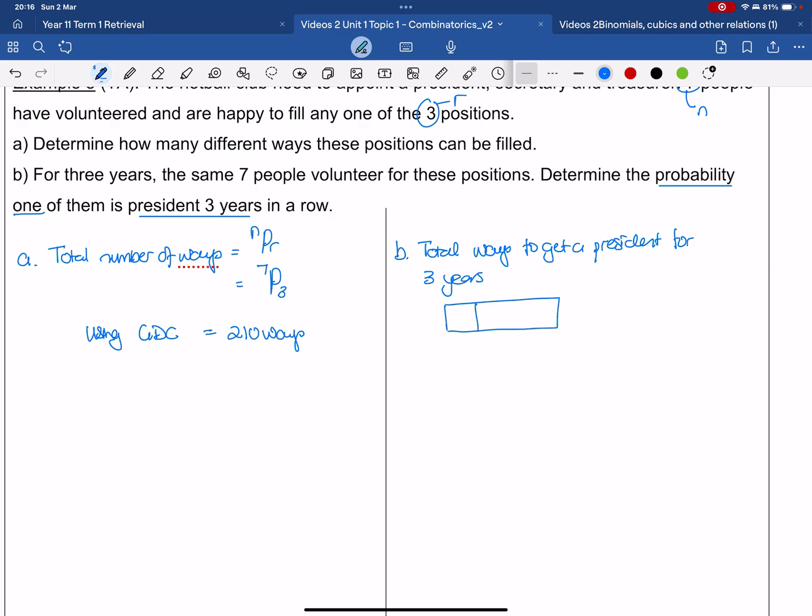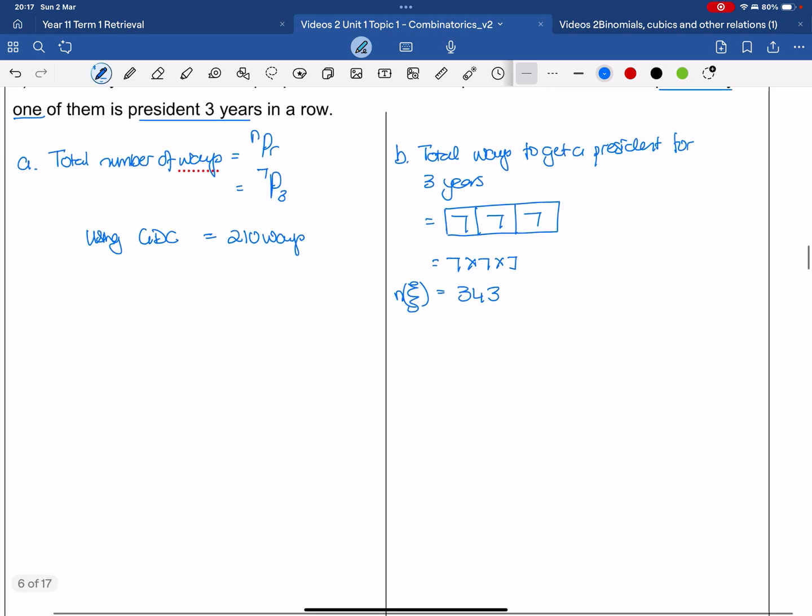Okay, so now I'm interested in the 3 years, and there's 7 people that are volunteering. So in the first year, I've got a choice of 7 people. In the second year, I've still got a choice of 7 people that can be president. And in the third year, I've still got a choice of 7 people. So it's going to be 7 times 7 times 7, and that's going to be 343. And that's my n(U), my sample space, my number of ways that I can get a president.